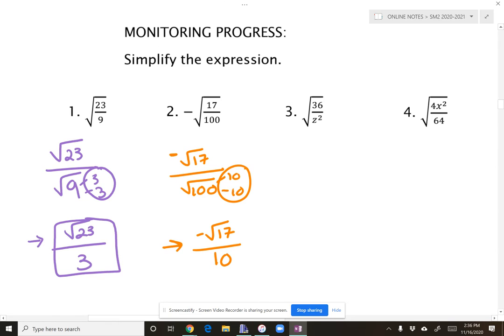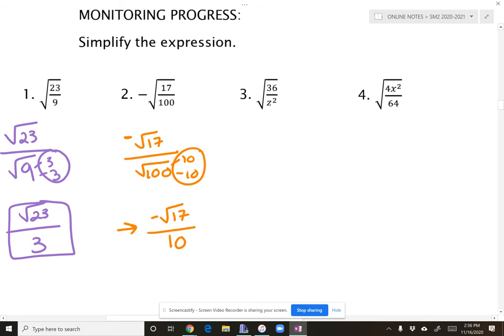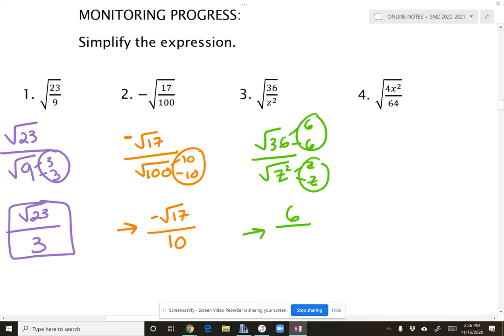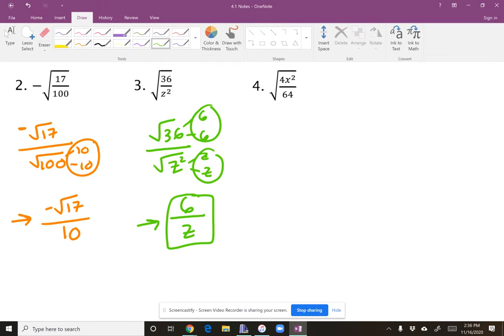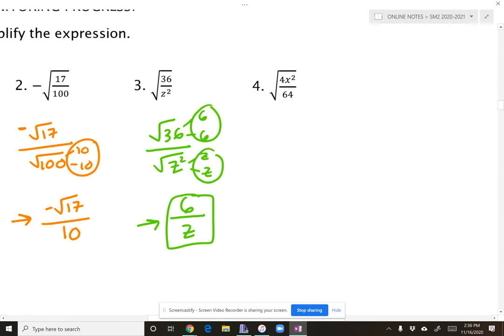Okay, number three, we're going to simplify by breaking it up into a top root and a bottom root. Okay, and then I'm going to make factor trees. 36 is 6 times 6, and z squared is z times z. So this ends up being 6 on top, nothing left inside the root, and z on bottom, nothing left inside the root there.